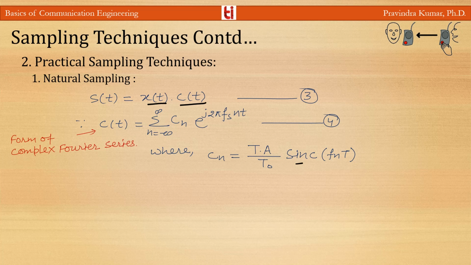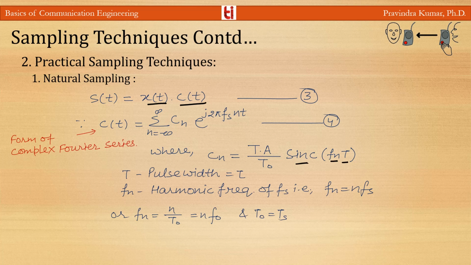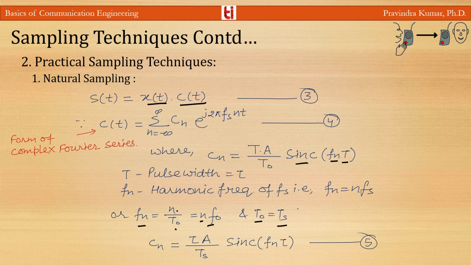is equal to tau A by T0 sinc function of fn tau, where capital T is the pulse width and it is equal to tau, and fn is the harmonic frequency of fs, that is fn is equal to n fs, or you can say fn is n by T0, or n f0. Here T0 is equal to Ts. So we can write Cn is equal to tau A by Ts sinc function of fn tau.